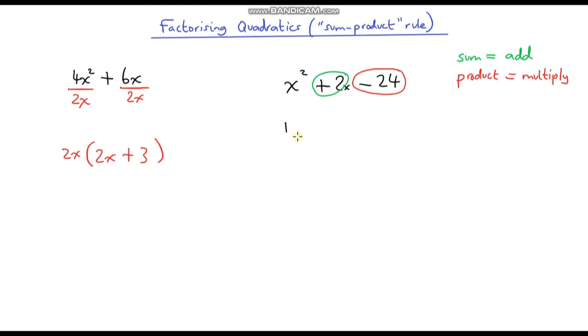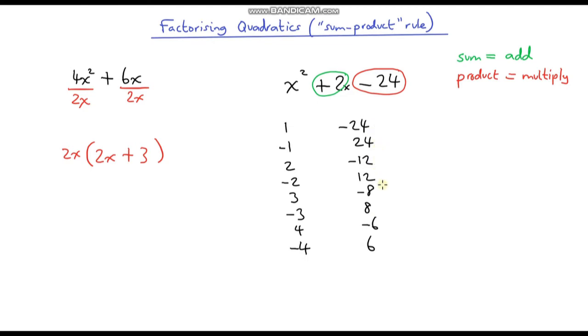Well, I could have 1 and negative 24. Remember, one of them has to be negative because whenever we multiply a positive and a negative, that gives us a negative. Or we could have negative 1 and 24. We could have 2 and negative 12, or we could have negative 2 and positive 12. If we think about 3 and 8, we could have 3 and negative 8, or negative 3 and positive 8, or we could have 4 and negative 6, or negative 4 and positive 6.